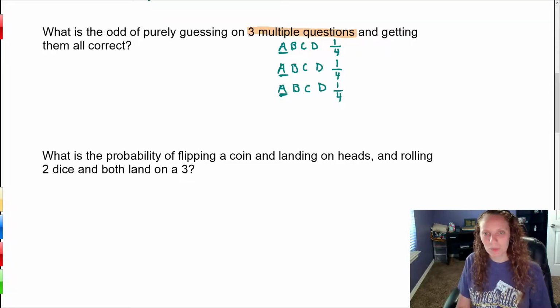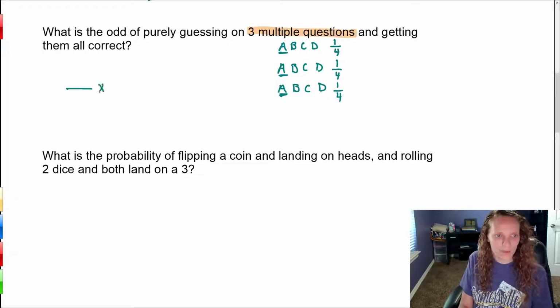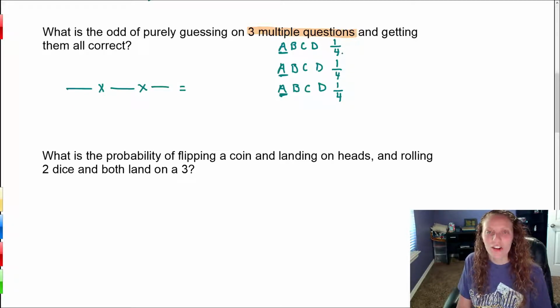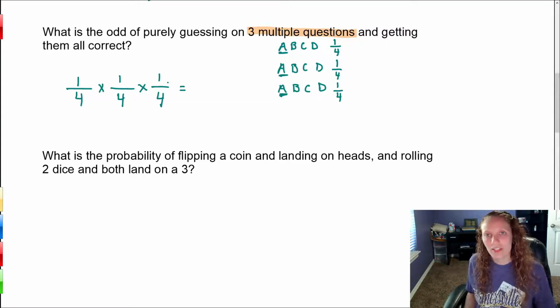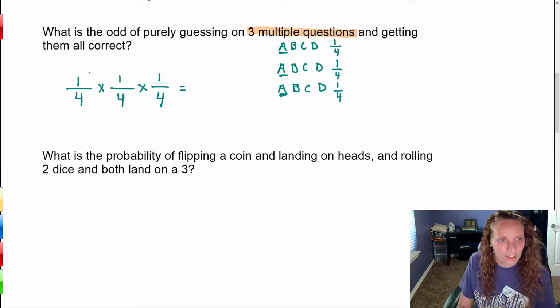So since there's 3 multiple choice questions, there's going to be 3 different fractions. So we're going to set up this time 3 fractions and multiply them together. And the odds of getting them all correct, well, one question will be 1/4, another question will be 1/4, the third question is 1/4, and we want to know the odds that we get them all correct, so we're going to multiply those odds together. So 3 questions means 3 fractions in this case. Well, let's go ahead and multiply.